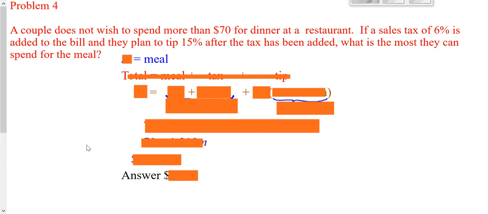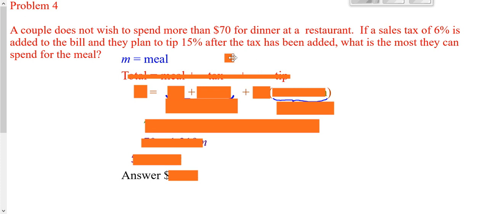Now, we're trying to look for how much they can spend on the meal. I'm going to let my variable represent what it is I'm looking for, which is, in this case, the cost of my meal. So I'm going to use M. M has meaning in the context of this problem for meals, so it makes it easier for me to know what it is I'm dealing with.